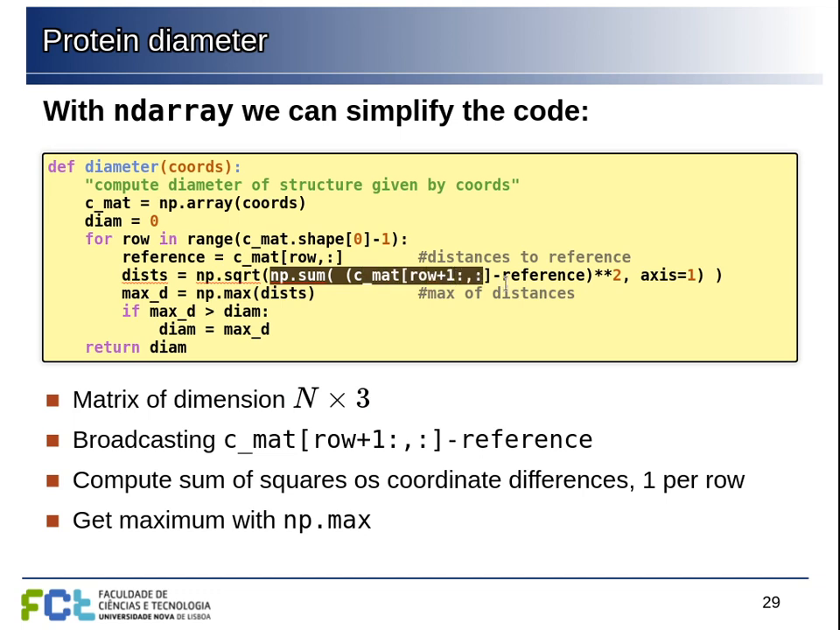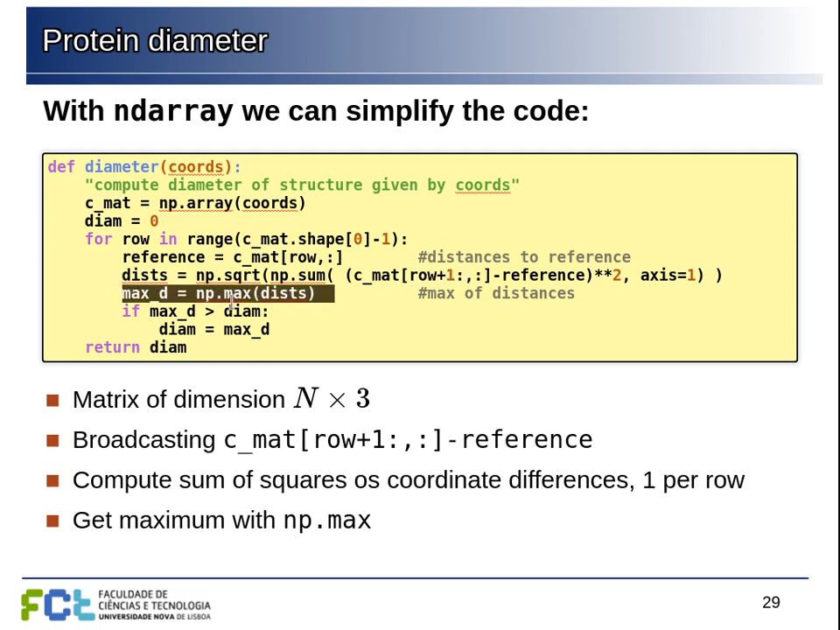And now we sum it, so we add all the elements along the columns. And this gives us the square of the distance between each of these points and the reference. And now when we compute the square root of this array, we get an array with all the distances between the reference and all the points that come after the reference point. So they start at row plus 1 all the way to the end. Now we can get the maximum using the max function from Numpy. And now we can check if this new maximum distance is greater than the diameter so far.